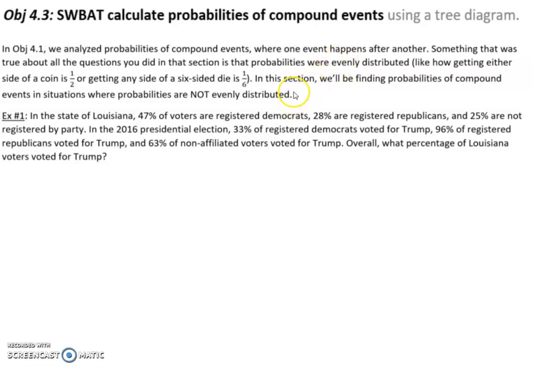All right, in objective 4.3, we're going to calculate the probabilities of compound events using a tree diagram. This is actually very related to 4.1 when we made sample spaces. 4.1 is good for situations like flipping a coin where you could get heads or tails. Heads and tails are equally likely to occur, so 1/2 and 1/2. Sample spaces are really good for situations like that. 4.3, which is tree diagrams, also could apply to that, but makes it a little more work.